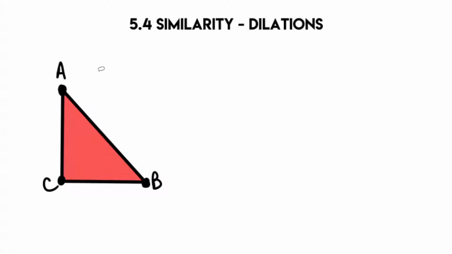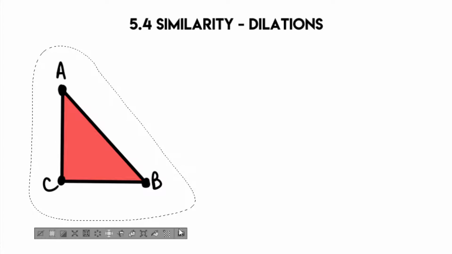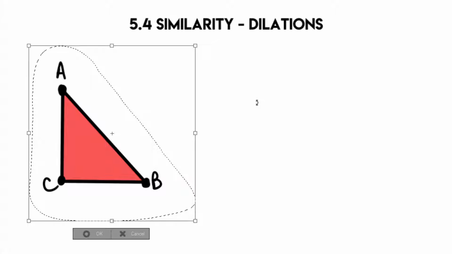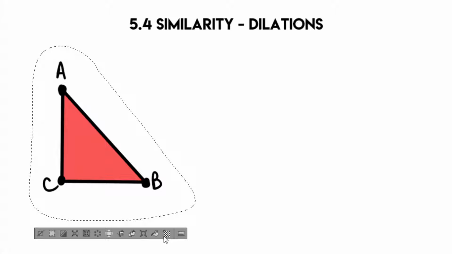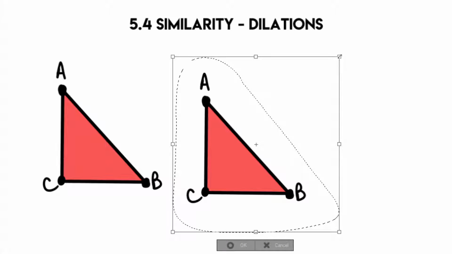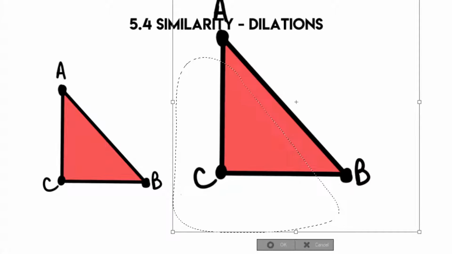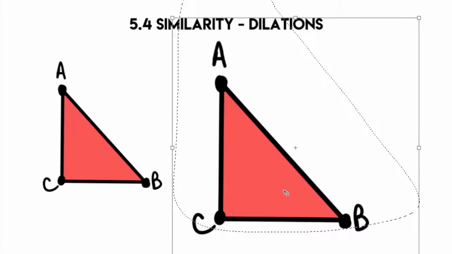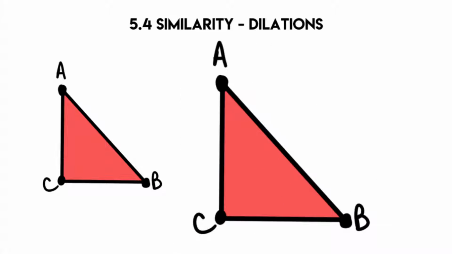Now, what does it mean to dilate a shape? We've talked about sliding, we've talked about rotating, and we've talked about reflecting. Dilating a shape means that you're going to take the shape and you're simply going to make it bigger. You're going to make a much larger shape, which is important.